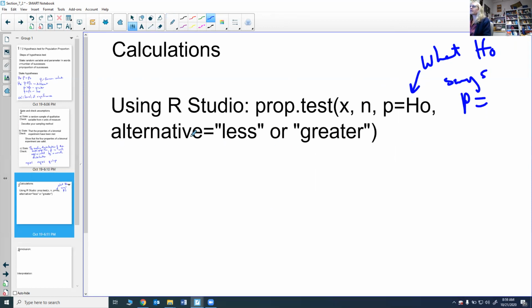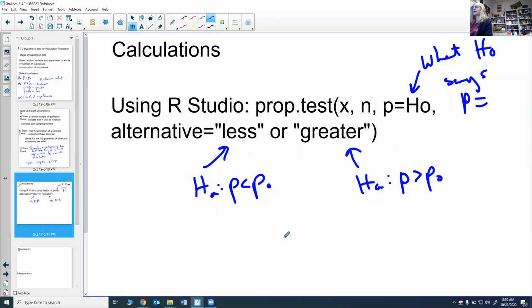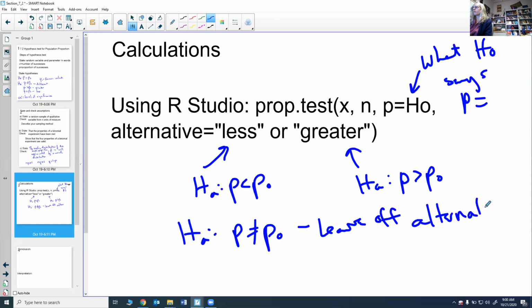And then you use alternative equals less or greater. We use less if your HA is P less than P0. Use greater if your HA is P greater than P0. If you're doing the HA of P not equal to P0, which is actually the more common one we use these days, then you leave off the alternative statement. You just don't write it at all. It won't be there. Okay.